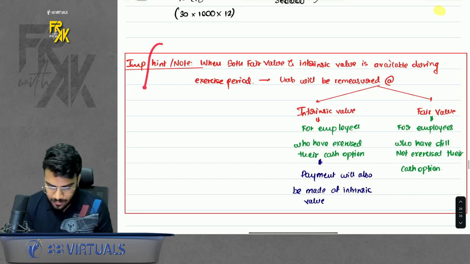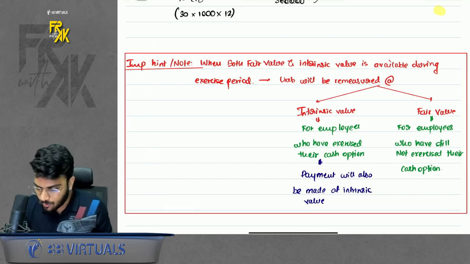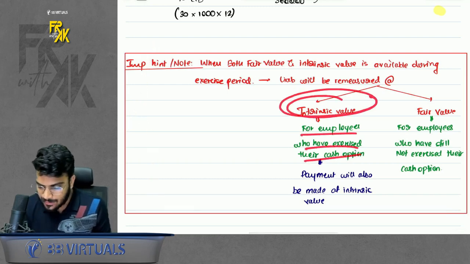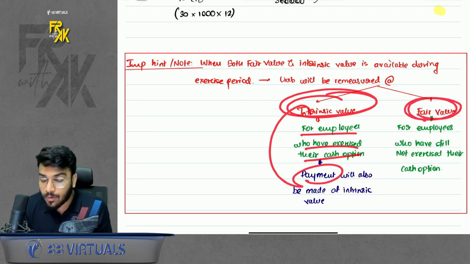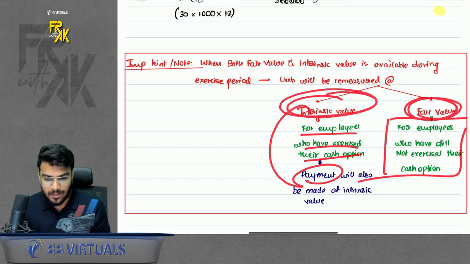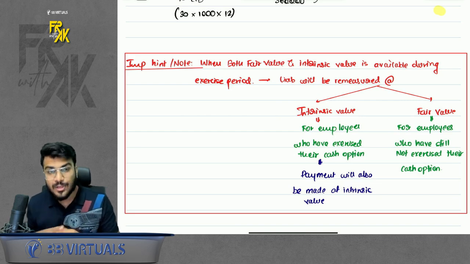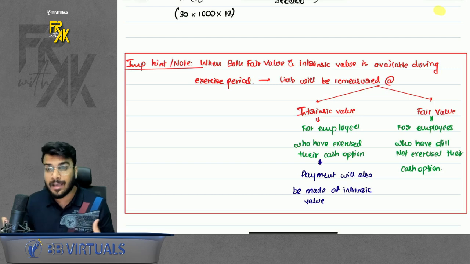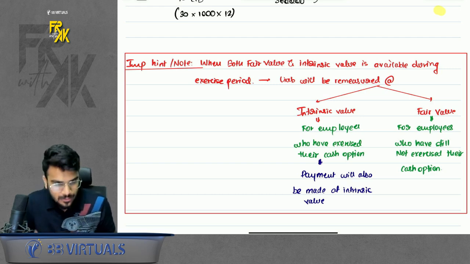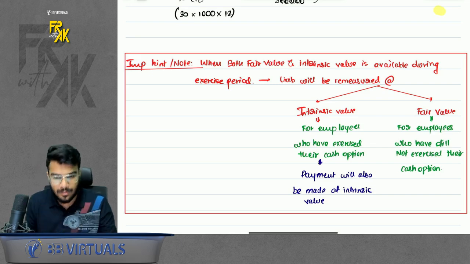I have written the concept here as well: the employees who want their money are remeasured at intrinsic and paid at intrinsic. The employees who don't want their money are remeasured at fair value. Remember, my motive here is to revise, so you will understand all these things once you have studied it. Don't expect that, sir, I am studying for the first time, why am I not understanding? This is a revision video where I'm trying to take you through things so that you can recall them in a quicker way.